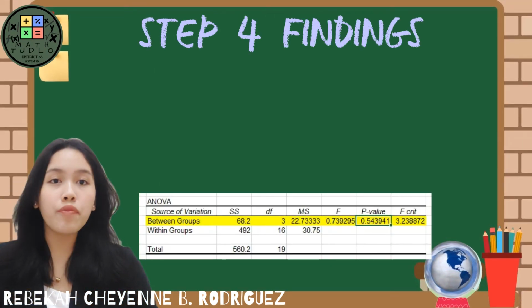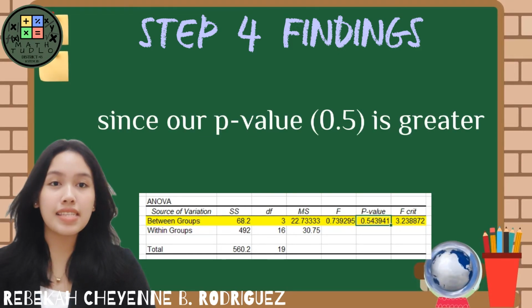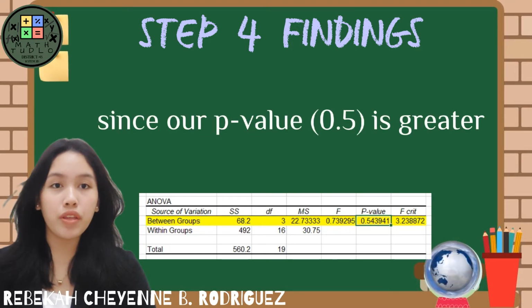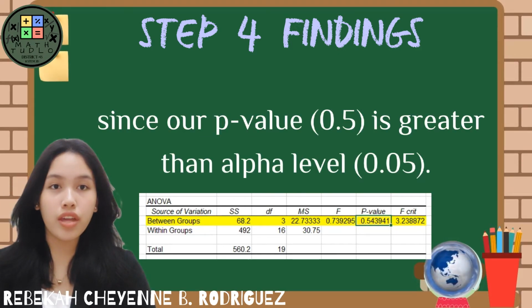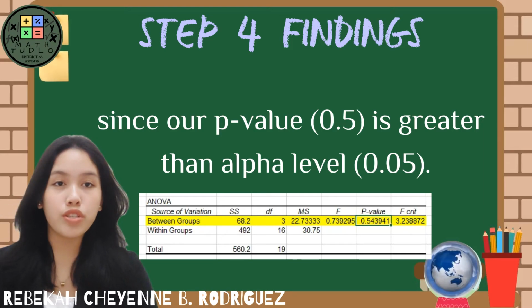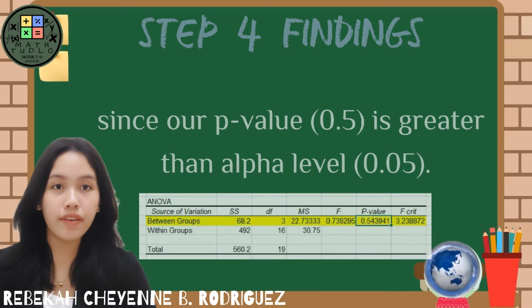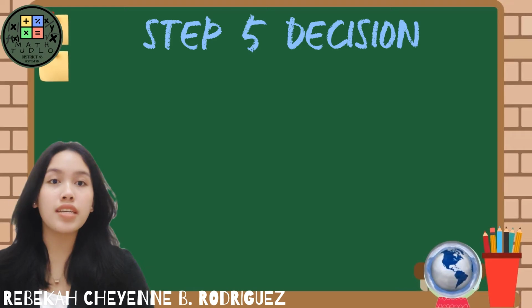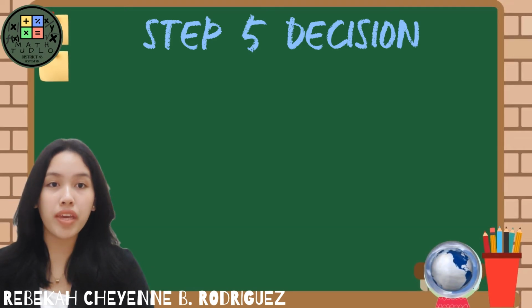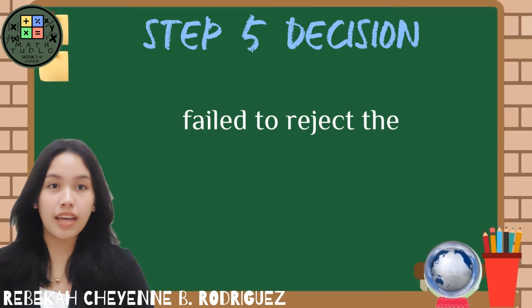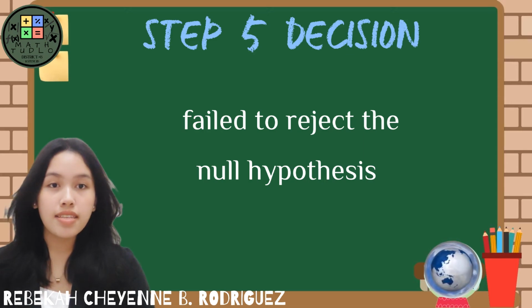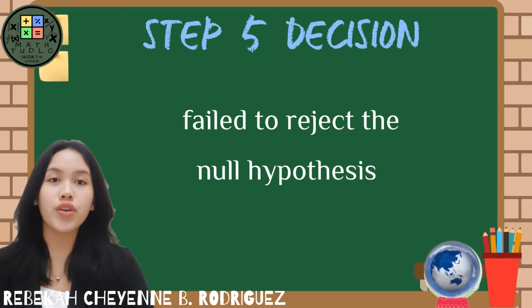For our step 4, findings, the p-value 0.5 is greater than our alpha level, which is 0.05. Now for our step 5, our decision, it would be to fail to reject the null hypothesis, since our p-value is greater than our alpha level.